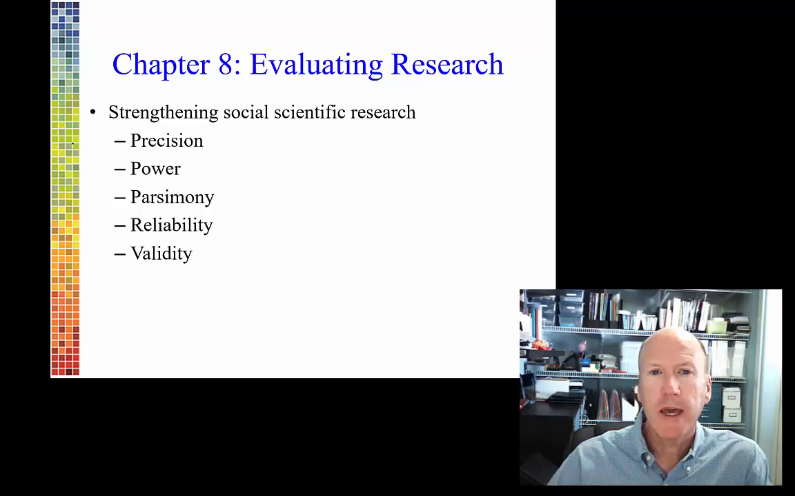Now, moving on to chapter 8, this is about evaluating research, and this is broken down into the different paradigms that we talked about earlier, in module 2. So this is about how we decide whether or not this is good research, whether or not these findings should apply to other situations, whether or not it should be published. If we're talking about social scientific research, we're looking at things like precision, power.